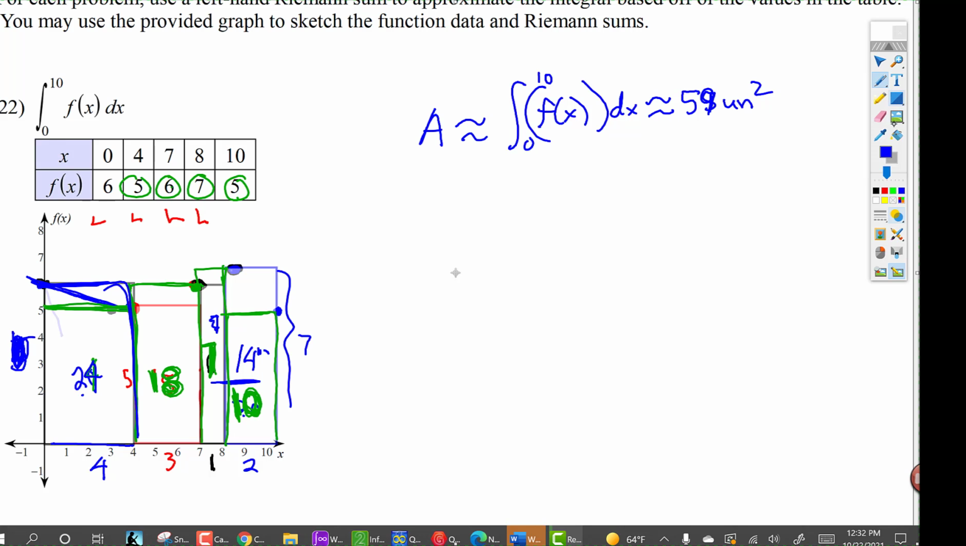So then when we do the leftmost point, this would have been 20. So you would have had 10 plus 7 plus 18, so that's 25, plus 20 is 45. That would have been 55. There you go. That's it for the Riemann sum table using left or right rectangles.